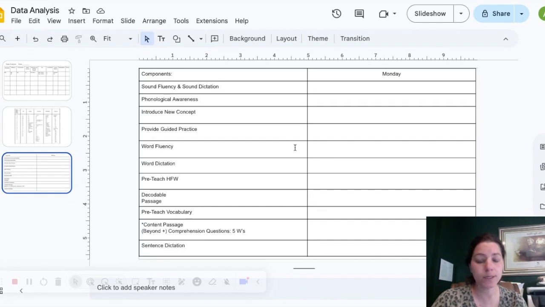And then you have word fluency with the new pattern, word dictation. You're going to pre-teach any high frequency words that are in the decodable passage. And then you're going to pre-teach any vocabulary that you need to pre-teach before the content passage. And then they have sentence dictation.